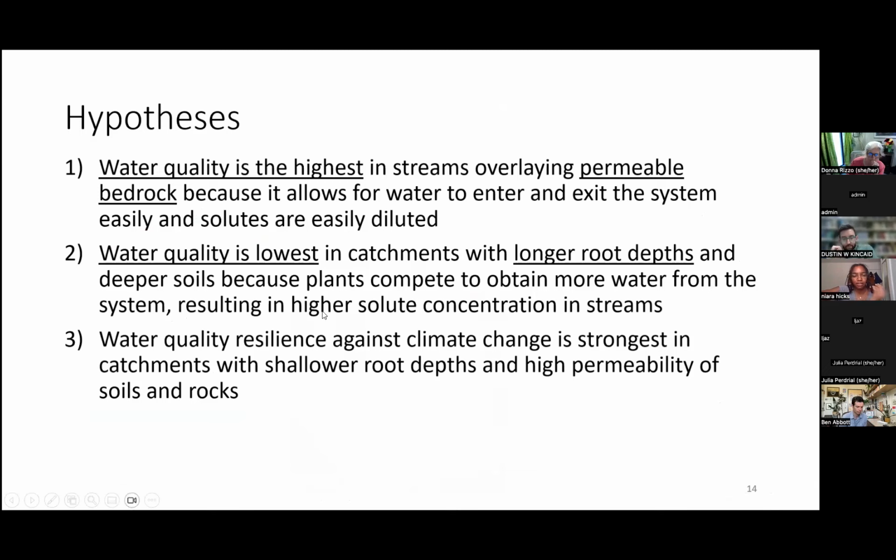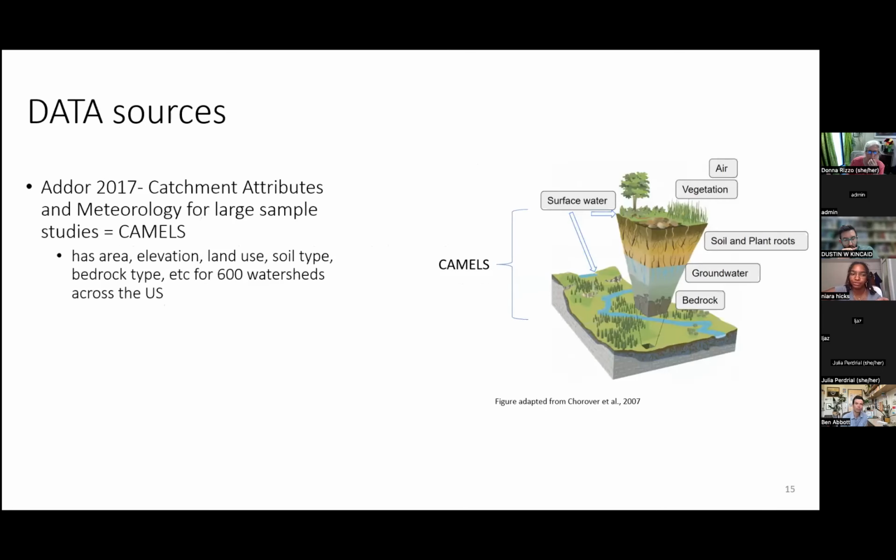And then combining those two hypotheses is that water quality resilience against climate change is strongest in watersheds with shorter root depth and higher permeability of soils and rocks.